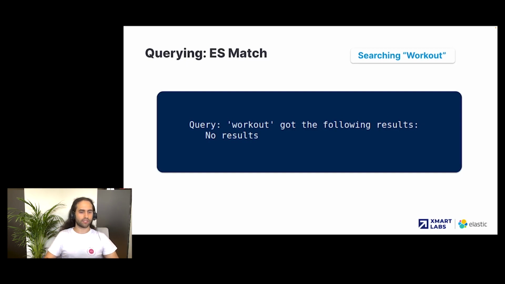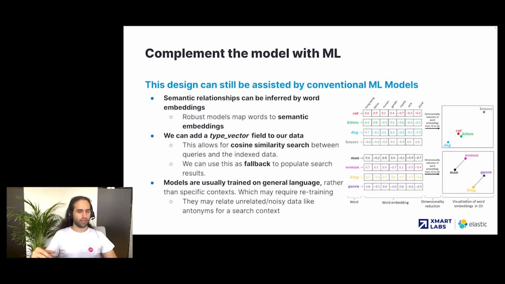But what happens if the user searches for something that does not exist in our catalog or synonyms, such as workout? The truth is that a classic static model will work for a lot of cases, but it requires a lot of time and effort to have an exhaustive model, presuming that's even possible. So here is where we can add some machine learning tools.